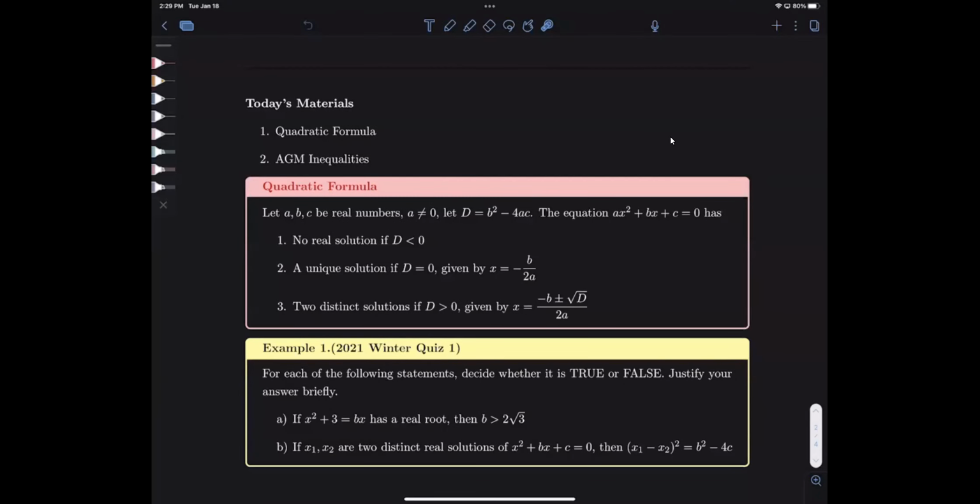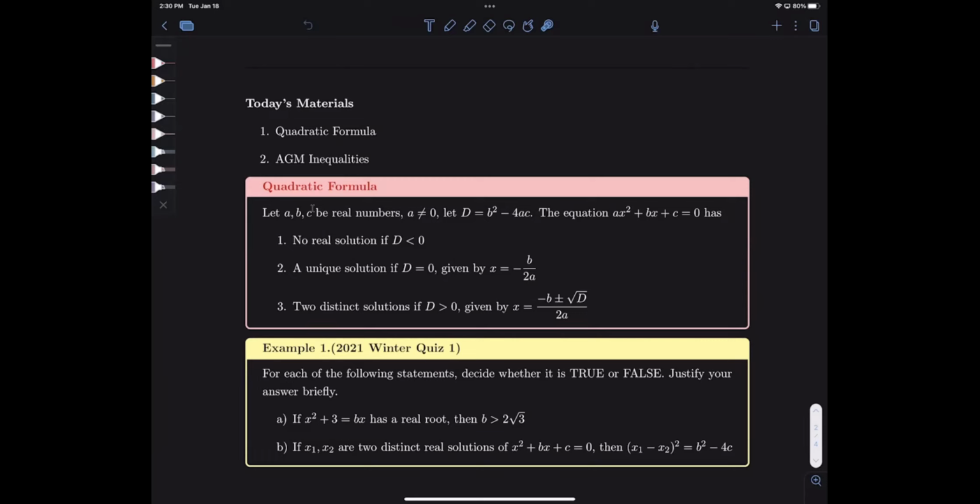So today's material will talk about quadratic formula and AGM inequalities, which is what's going to be on your quiz. Your quiz will likely have 3 questions. I'm going to guess one is quadratic formula and 2 of them are inequalities. Not necessarily AGM, could be something else, which we'll talk about in a moment. Don't think all the questions are AGM questions. If you always think like that, you might get stuck forever.